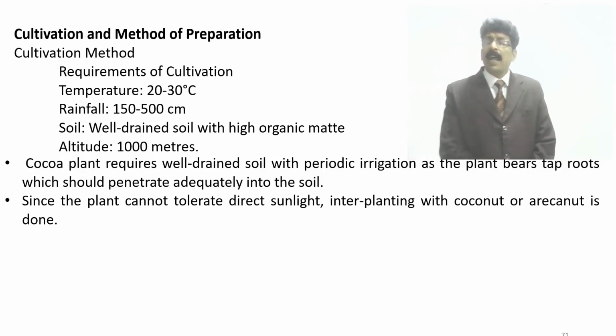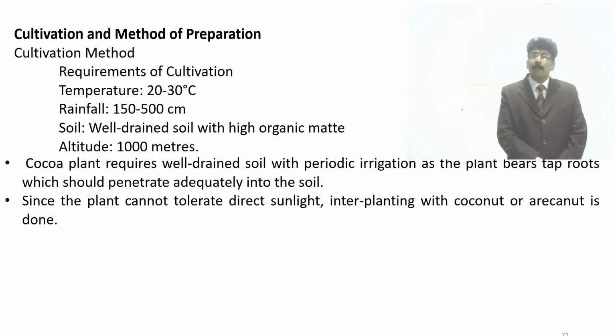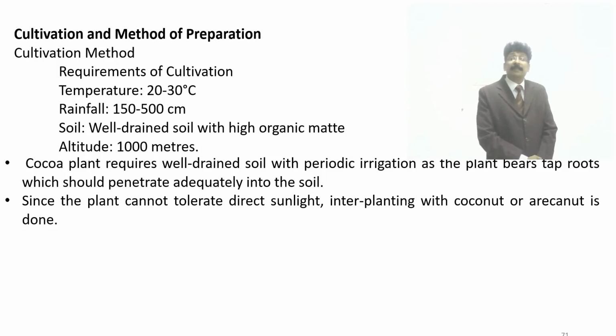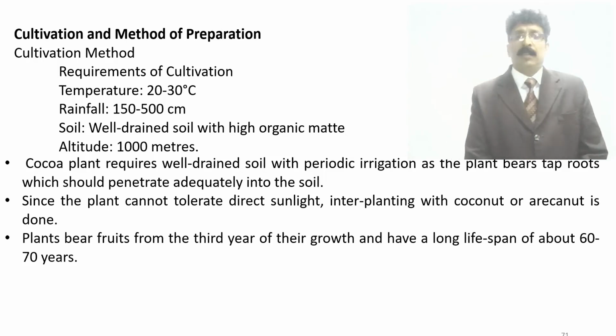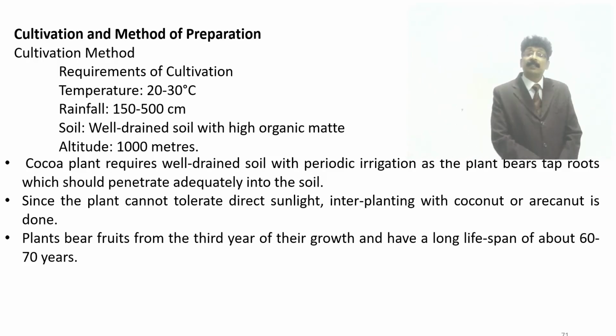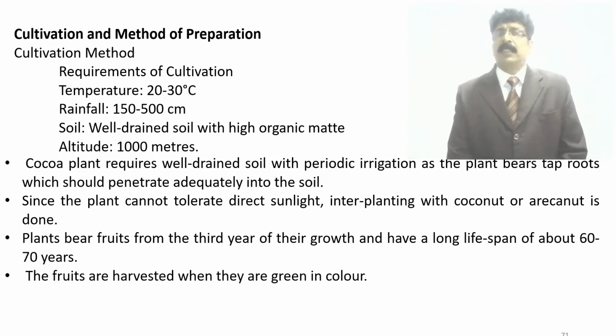Since the plant cannot tolerate direct sunlight, interplanting is done between the seedlings, when the plants are infants. When you are growing this cocoa plant, you can interplant coconut and arecanut in between them, the taller plants which will give some shade for them. Plants bear fruits from the 3rd year of their growth and have a long lifespan of about 60 to 70 years, during which they can give you yield.